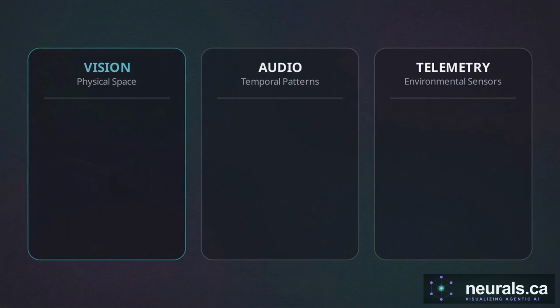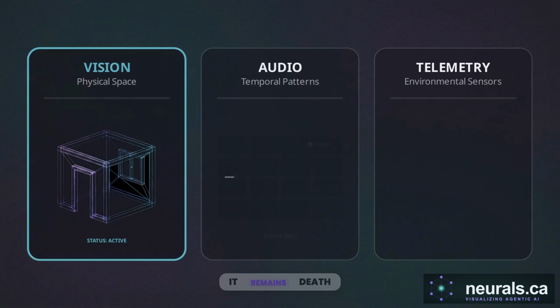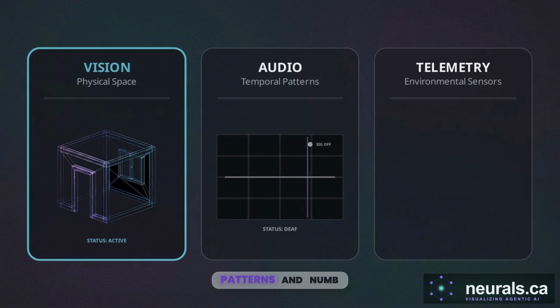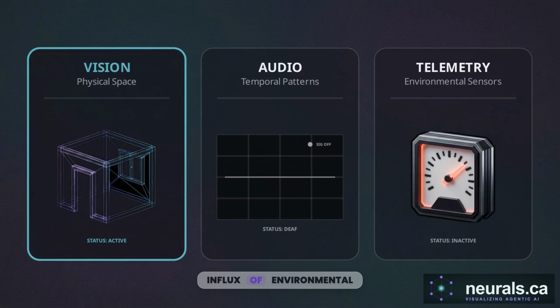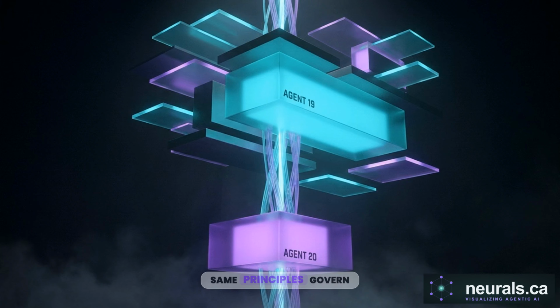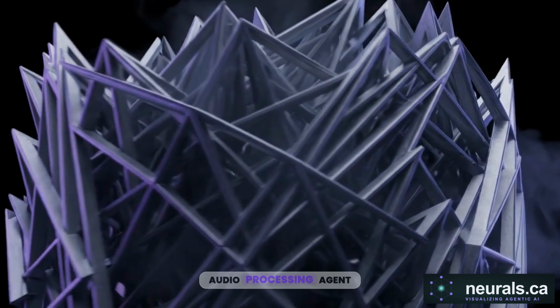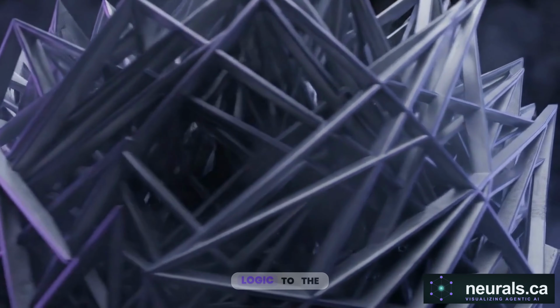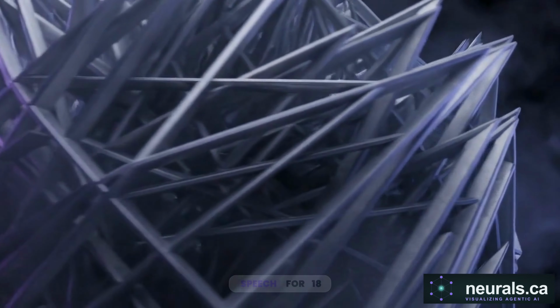But vision is only the first dimension of perception. The agent can map physical space, but it remains deaf to temporal audio patterns and numb to the continuous influx of environmental telemetry. The architectural patterns we explored today, encoding, alignment, and validation, are detailed extensively in Imran Ahmad's 30 Agents Every AI Engineer Must Build. These exact same principles govern the next tier of multimodal perception. Agent 20, the audio processing agent, applies this alignment logic to the cadence, pitch, and prosody of human speech.